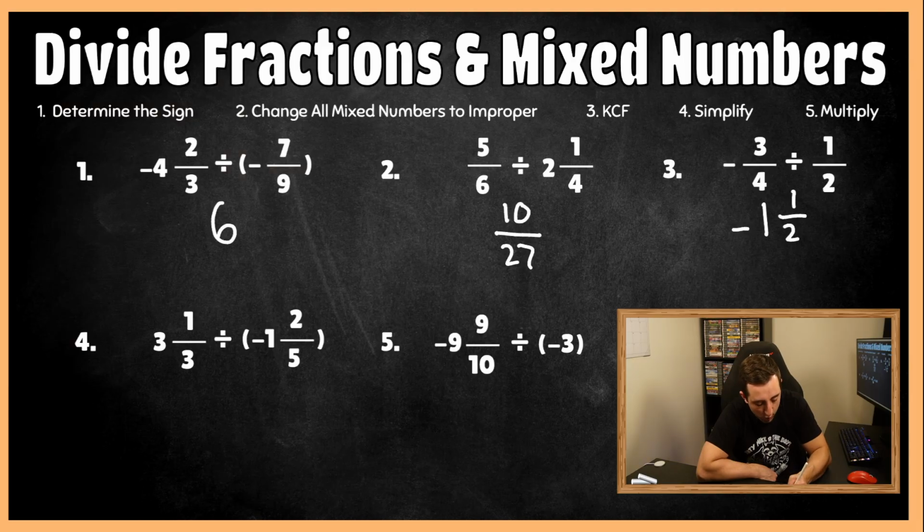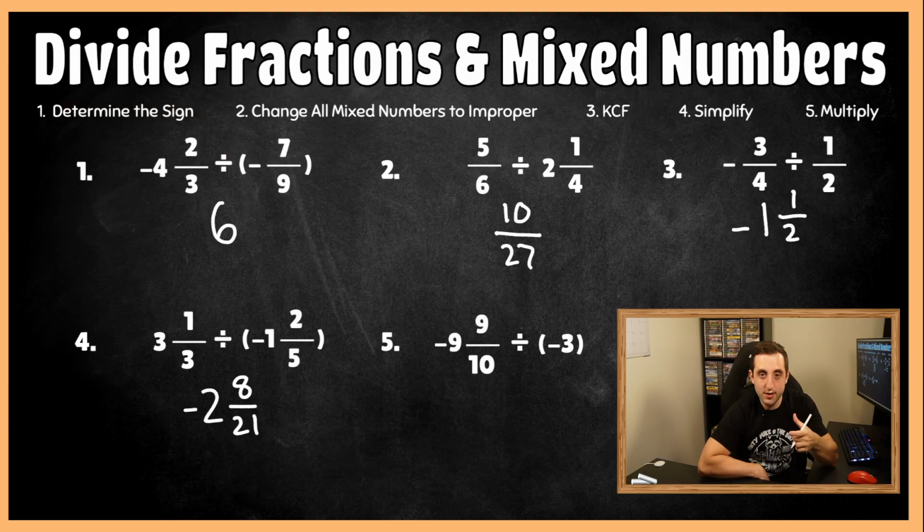So for number 4, we had negative 2 8/21, and now we're on to the very last one. So I noticed same signs, positive final answer at the very end. I do see a mixed number, but I also see a scenario where we don't have a fraction at all.